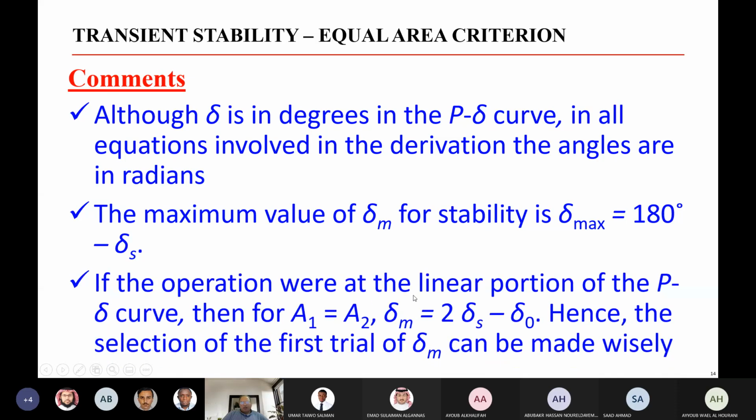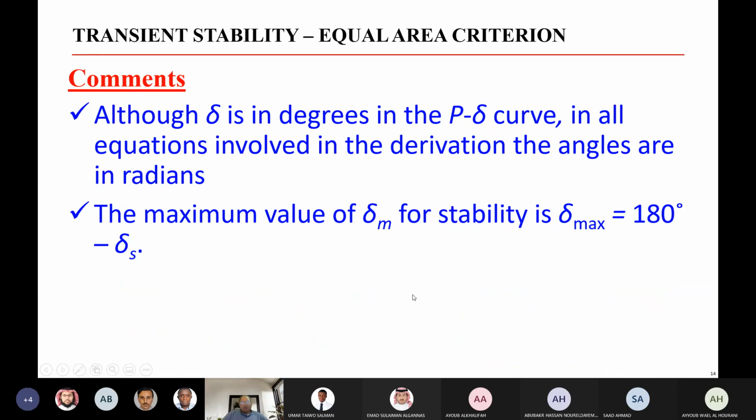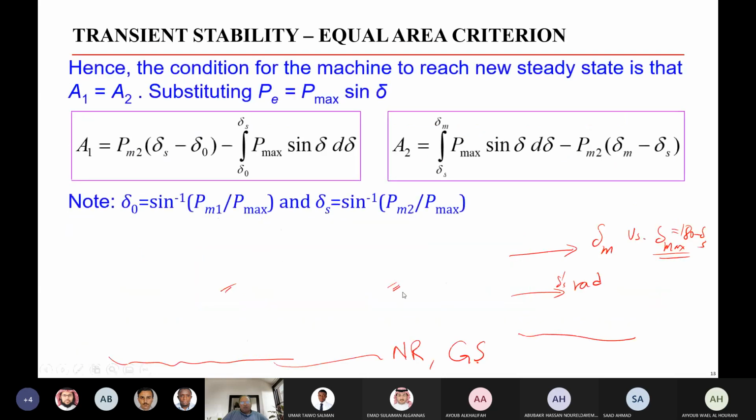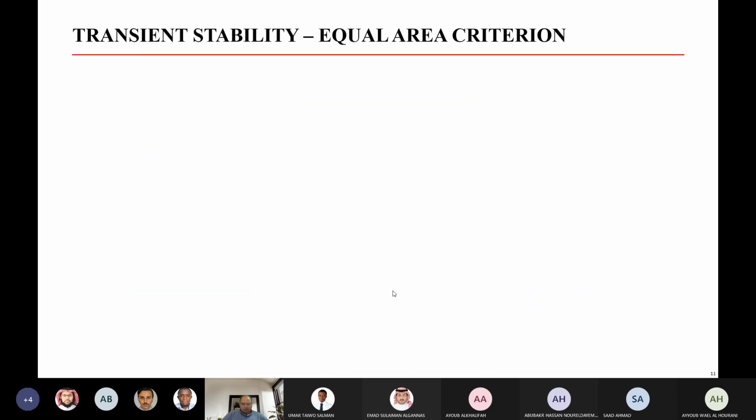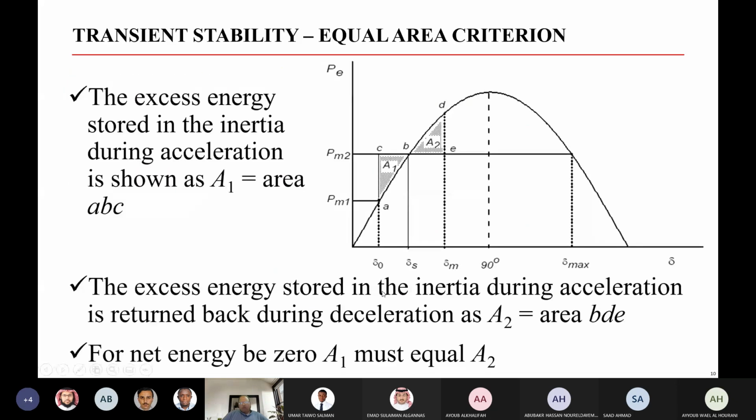So the maximum value of delta M for stability is delta max, which is 180 minus delta S. If the operation were at the linear portion, of course, if you look at this curve, since we will solve by trial and error, you need to start with an angle and then you start improving the solution until you end up with the final one. So how to start? What is the initial value of delta M that you want to start with to solve this algebraic equation?